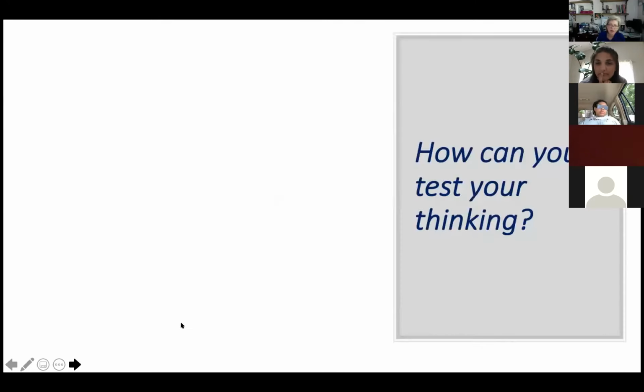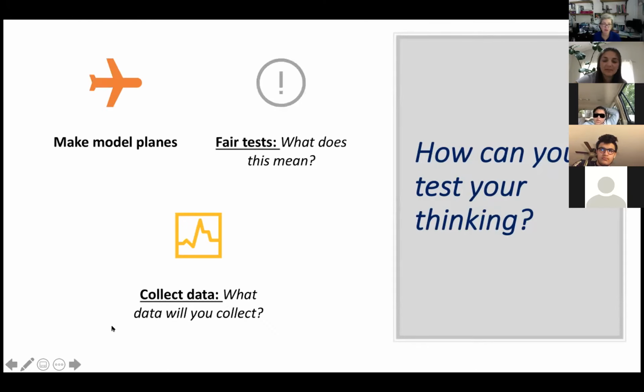So in a minute, we're going to test your thinking by building a model plane. The name of today's activity was learning through play. And before we do that, I want you to be thinking about fair tests. What do we mean when we talk about a fair test? That means one where you're comparing apples and apples and not apples and oranges. And you can't really think about how to make the test fair without also thinking about how you're going to collect the data.